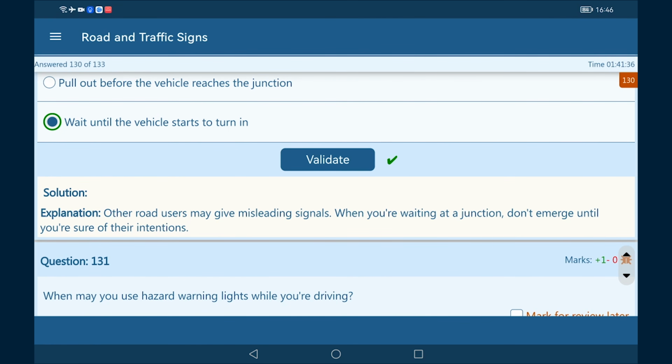Explanation. Other road users may give misleading signals. When you're waiting at a junction, don't emerge until you're sure of their intentions. Question.